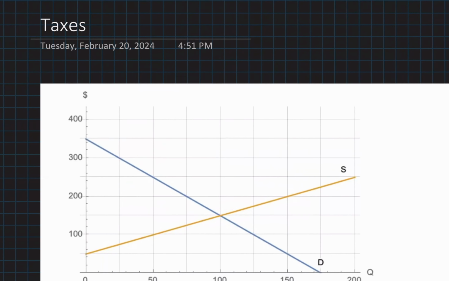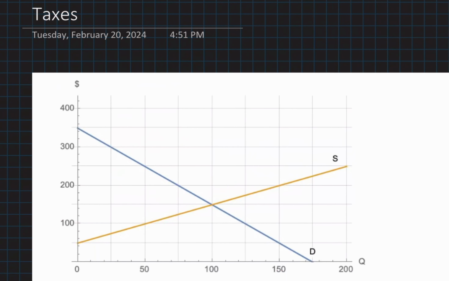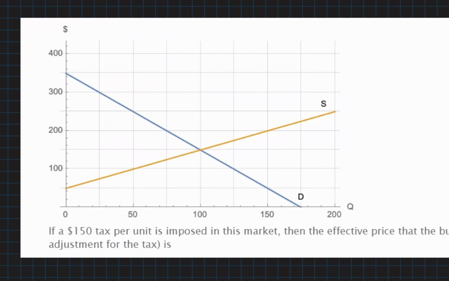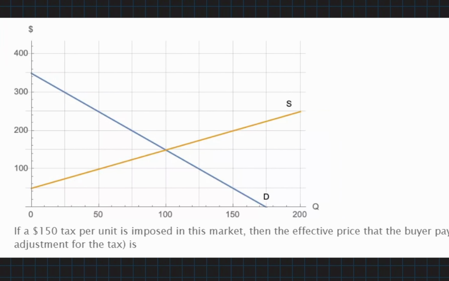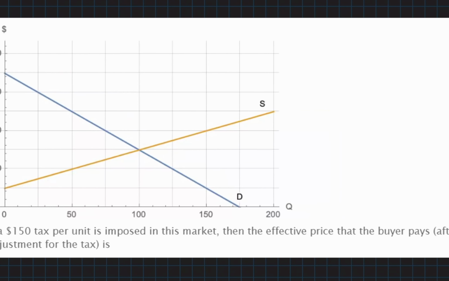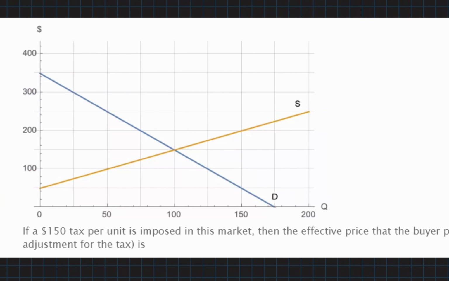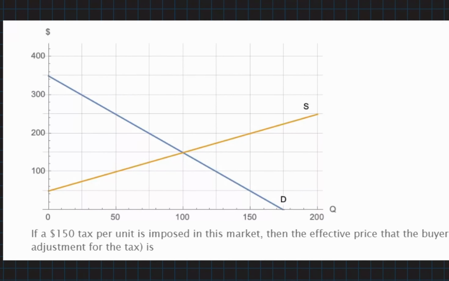All right, let's talk a little bit about taxes. So I think the best way is just to dive straight into this question. It says if a $150 tax per unit is imposed in this market, then the effective price the buyer pays after equilibrium, blah, blah, blah.